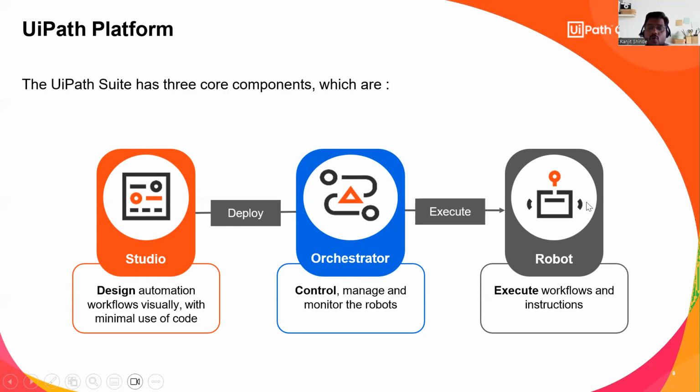Then robot. Robot is used only for execution, and it is installed in a client machine. If I want to run the process on a client machine, you can just install the robot on that machine and you can execute that process with the help of orchestrator.